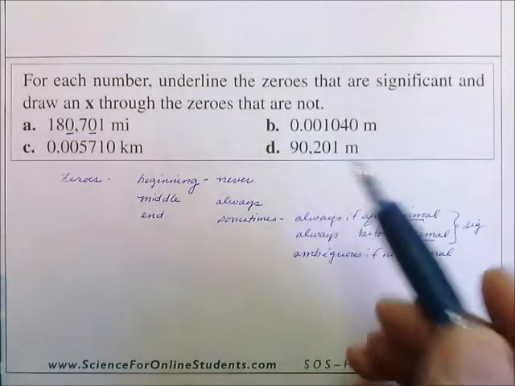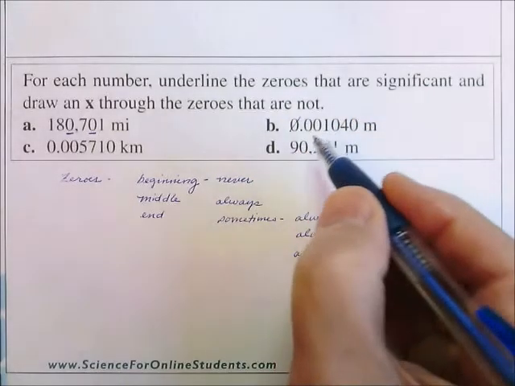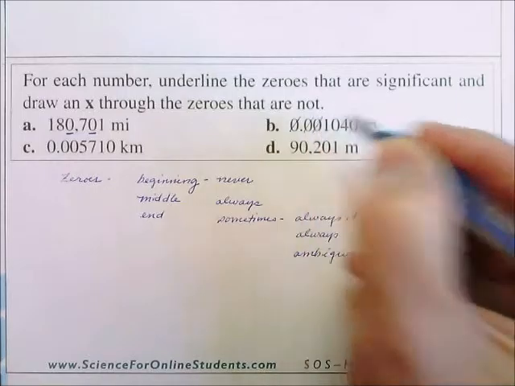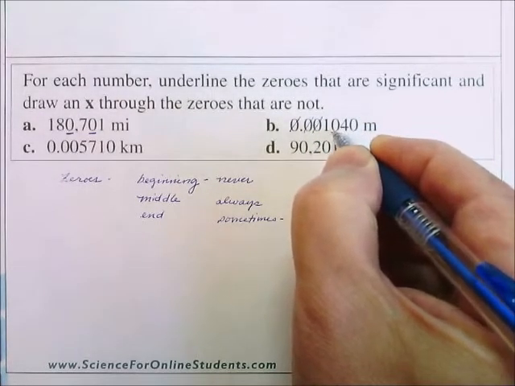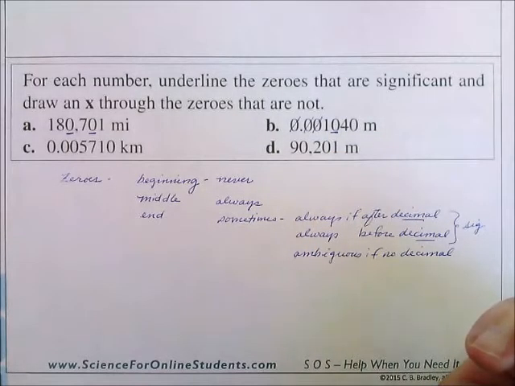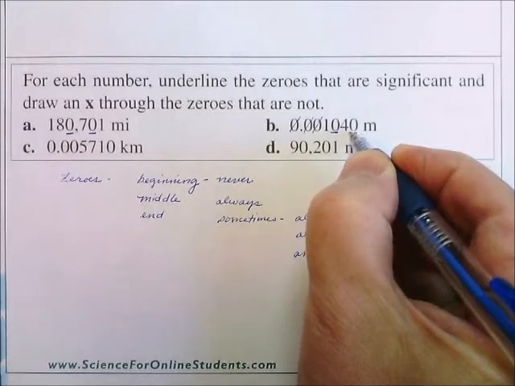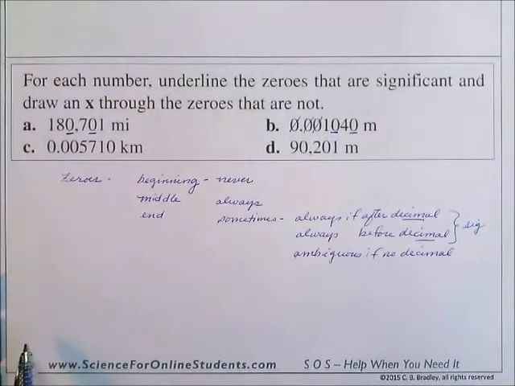Over here for B, this zero is merely a placeholder. These are leading zeros. They're also placeholders. This one is an interior zero, so it's always significant. And this ending zero is significant because there's a decimal in the number.